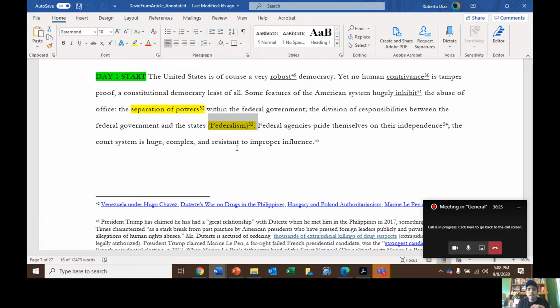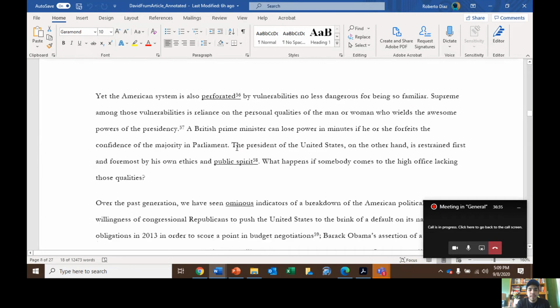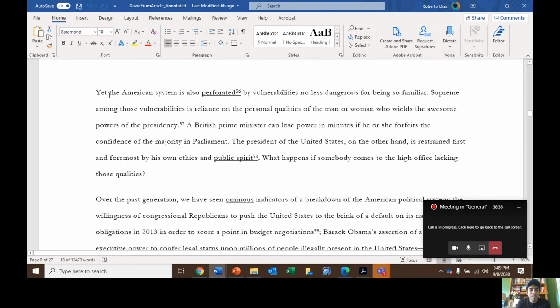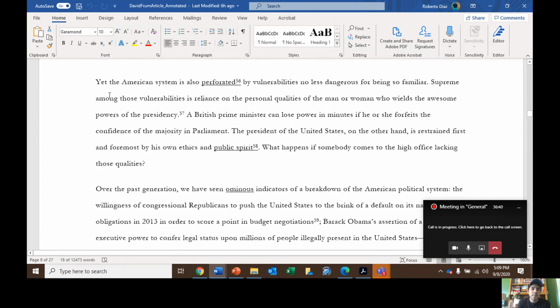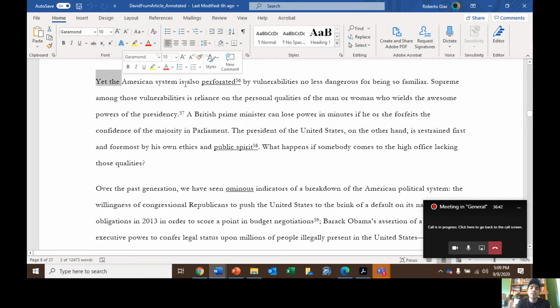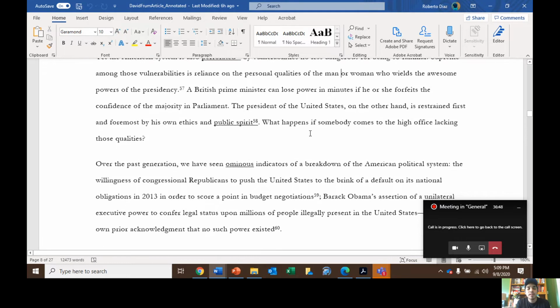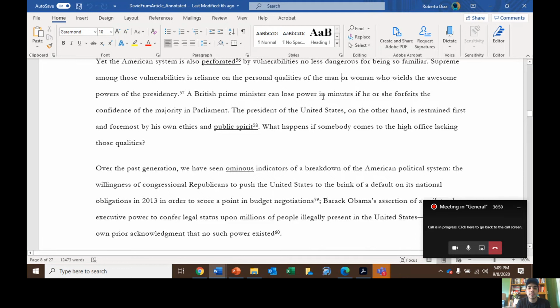He's about to refute this argument that the United States is a very robust democracy that isn't prone to authoritarian practices. Yet, see how he uses yet? Oh my goodness, I couldn't have scripted it better myself. Yet the American system is also perforated by vulnerabilities no less dangerous for being so familiar. Supreme among these vulnerabilities is reliance on the personal qualities of the man or woman who wields the awesome powers of the presidency.